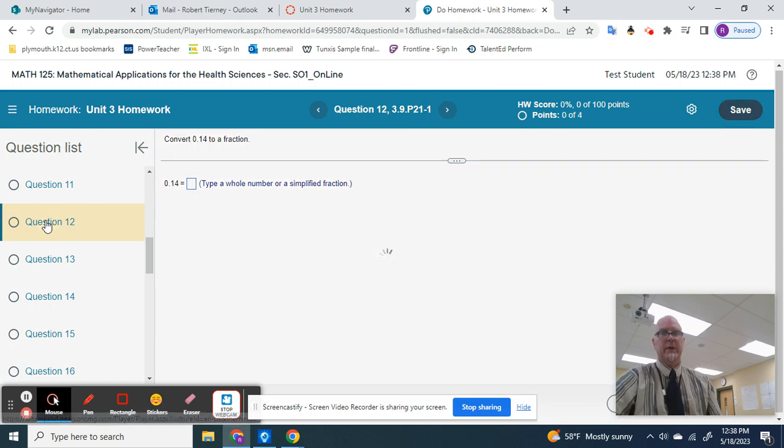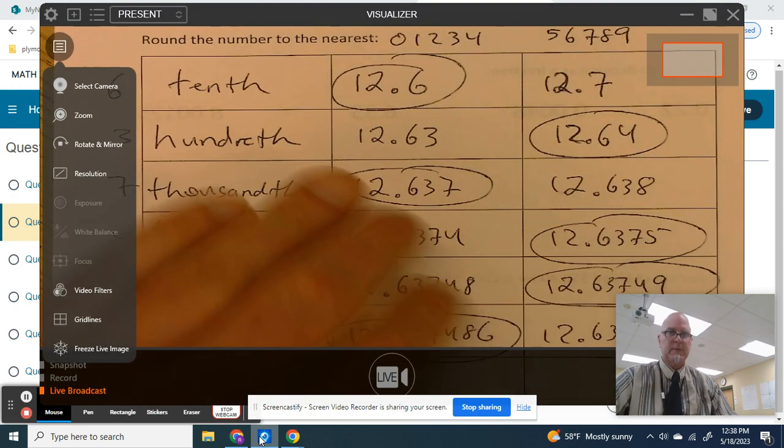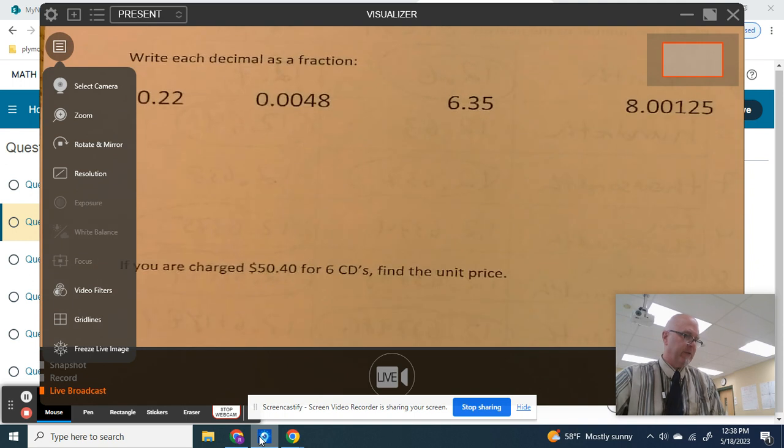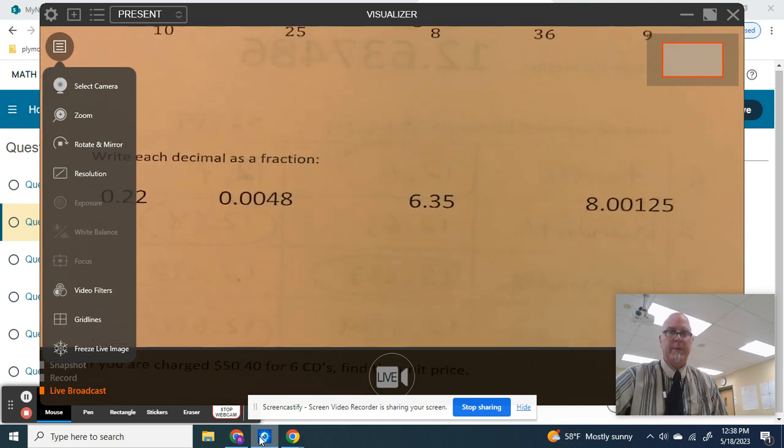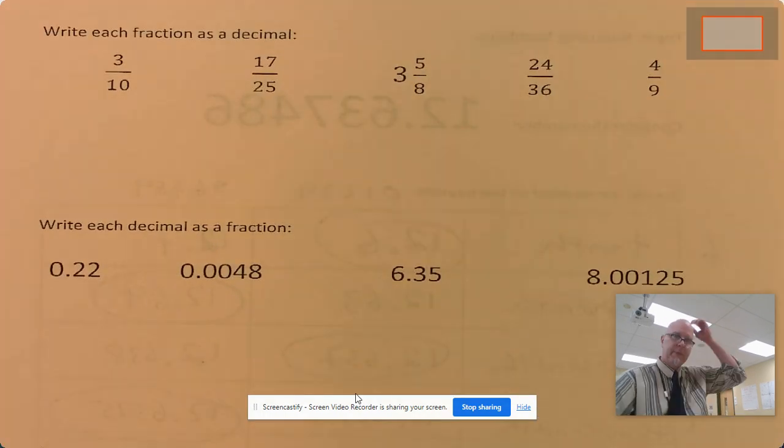Decimals of fraction, 12. Okay, so here I'm going back to the camera. We're going to look at some of the questions that are on the back of the paper that I just said, or the second paper if you have to make 2 copies.